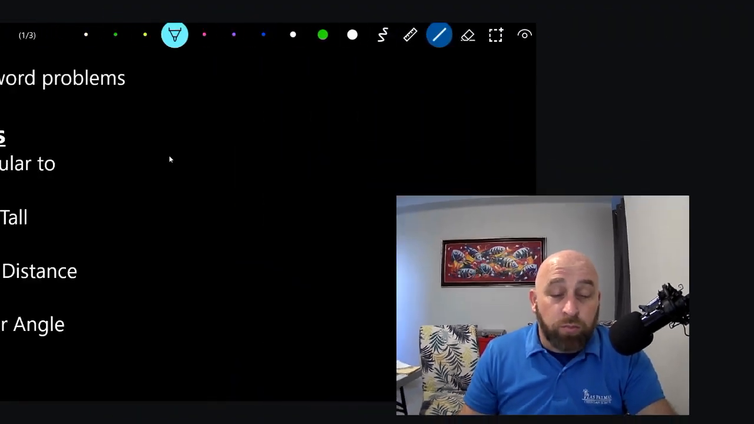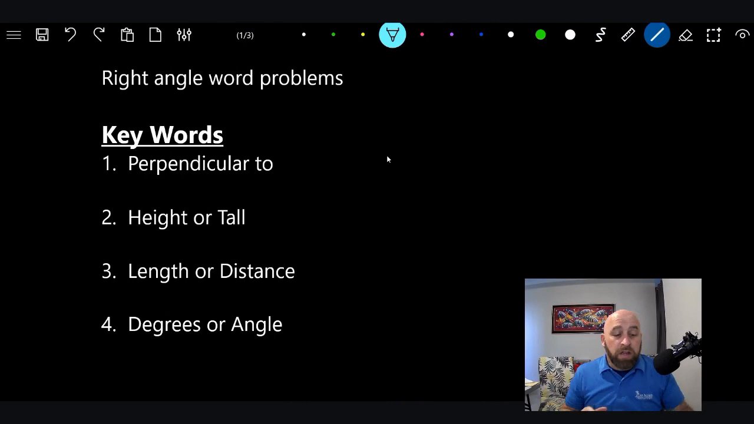All right, lesson 8.4. Look down at the screen. I wrote down some keywords. These are really helpful keywords for you. So when you're looking at a right angle, trigonometry style word problem, you're going to see some keywords. You're going to see things like perpendicular to. Well, what does that mean? What does perpendicular to mean? Well, here's what it means.